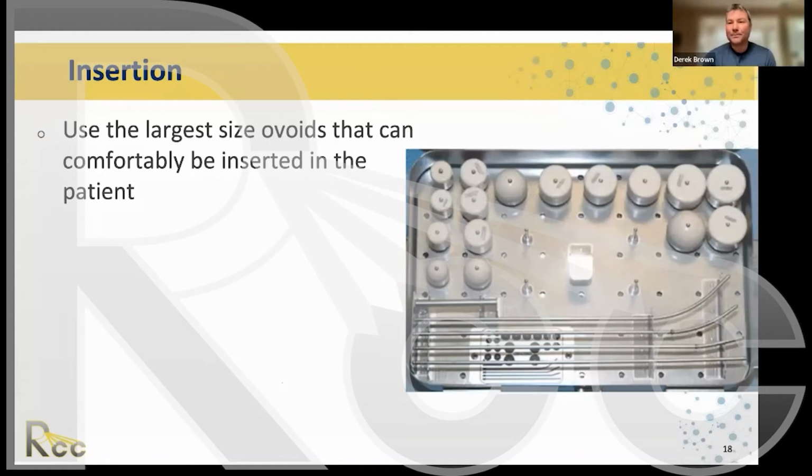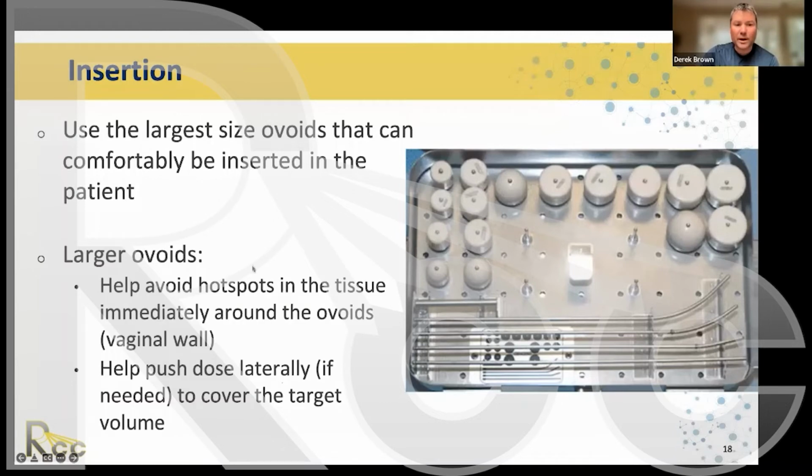Those are great questions. So just like the cylinder, when we wanted to use the largest cylinder that was comfortable for the patient, we also want to use the largest ovoids. And the reason is the same. Helps avoid hot spots in the tissue, and it helps push the dose laterally if needed to cover the target volume. Same sort of reason as we had for the cylinder.